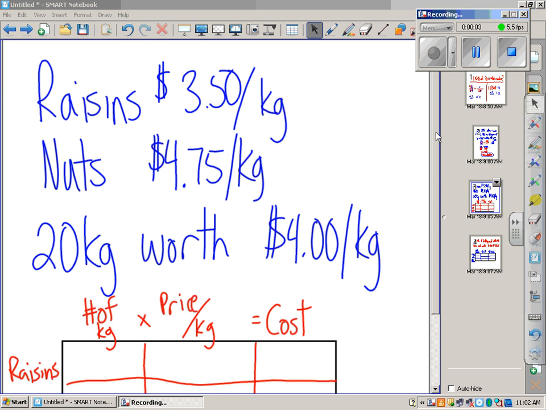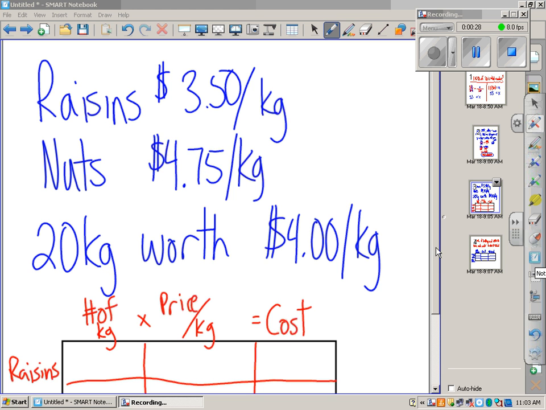Class today, we're going to work on mixture problems. So a health food store sells a mixture of raisins and roasted nuts. The raisins sell for $3.50 per kilogram. The nuts sell for $4.75 per kilogram. How many kilograms of each should be mixed to make 20 kilograms of this snack worth $4 per kilogram?